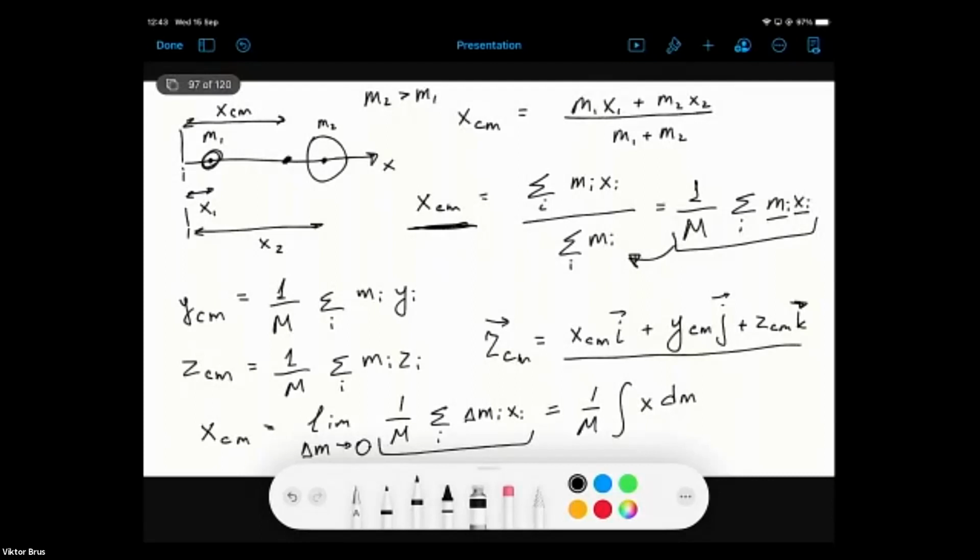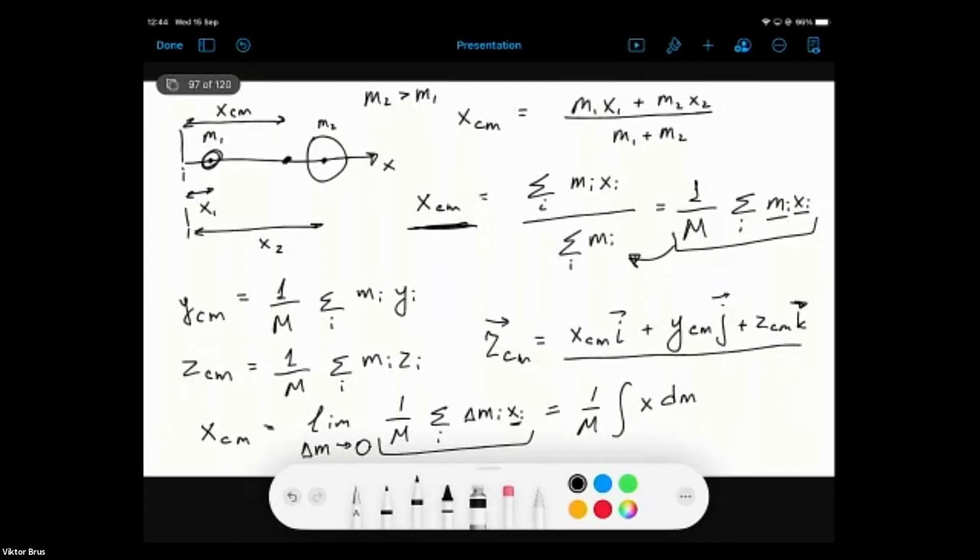However, in the case of a continuous body, let's say we have one body of random, arbitrary shape, then in order to calculate the position of the center of mass, we need to arbitrarily divide this body into very small parts with mass delta mi. Each of these parts will have mass delta mi and will possess its own position coordinate, because this is a continuous body, so different parts of it will have different positions.